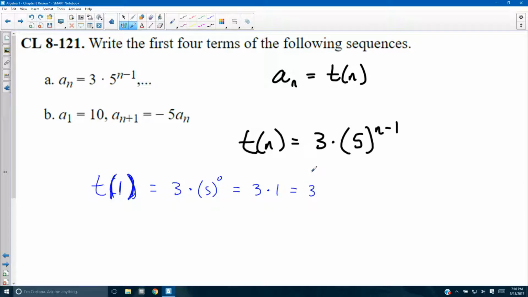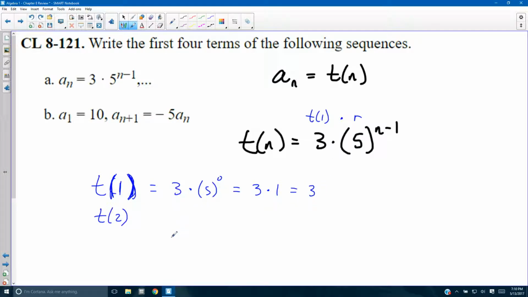What's the next term after that? Well, it's t of 2. And what I could do is substitute 2 into here. But once you dissect how this equation works, you understand that this is the first term, and this is the common ratio right here. So to find the terms after that, I take this number and multiply it by 5.